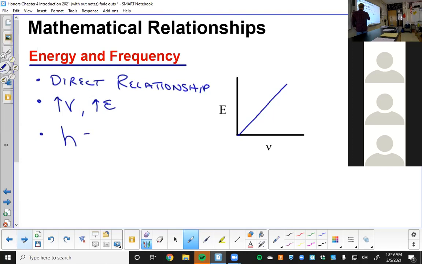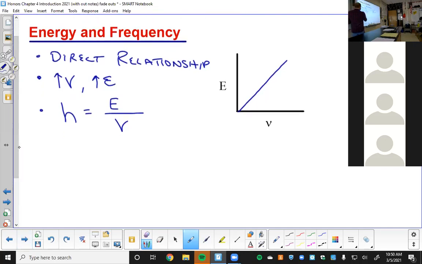So we have a constant that we use for this equation. We give it the letter H. It's going to be the energy divided by the frequency. They have to be equal to this constant. When the denominator goes up, the numerator has to go up, because the constant can't change. This equation is usually not expressed in this form. This is the way you're likely to see it in a textbook. And pretty much every time you see this equation, it's going to be rearranged to look like this. So that's one of our three big equations that we're going to be using.